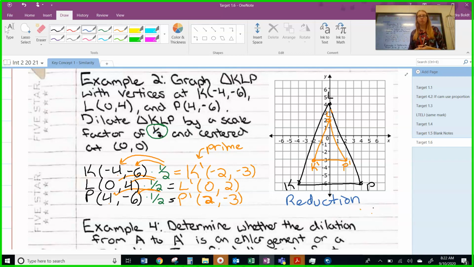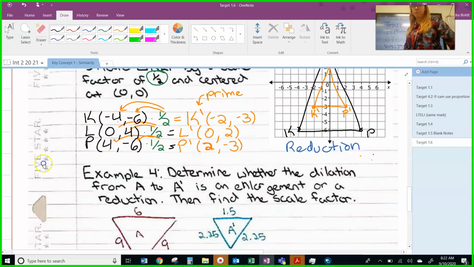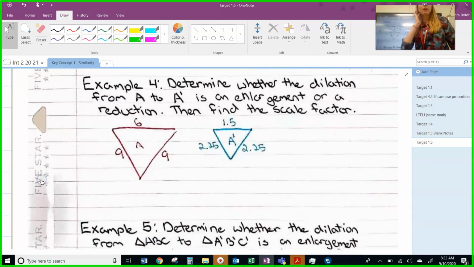Okay. Let's look at example 4. Determine whether the dilation from A to A prime is an enlargement or a reduction. Then find the scale factor. So in my mind, this looks like a reduction. If I'm going from A to A prime, then it looks like my triangle is getting smaller, but I'll find my scale factor first, right?